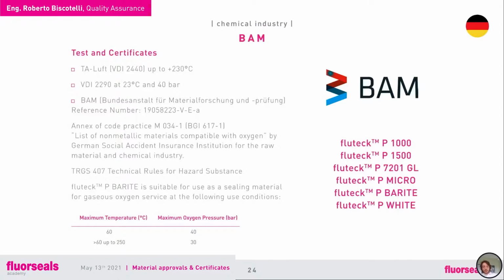Here we have a result example, the BAM test report. In our case, we got the material tested for two temperatures, up to 60 degrees and up to 250 degrees. The difference here is the maximum allowed oxygen pressure to be used in a safe application, so up to 40 bar, up to 30 bar. Here you can see the list of our FluTech materials that are approved by BAM, so that have been tested and approved as compatible materials for oxygen.